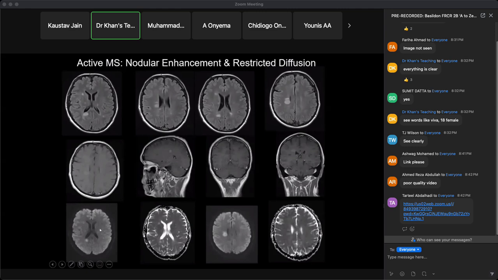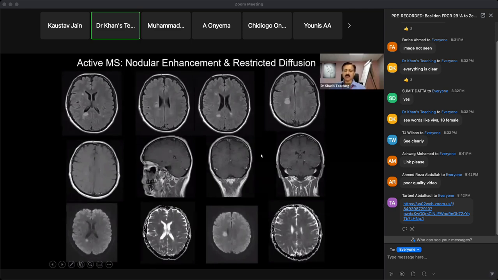Then comes the role of diffusion weighted sequence. Please remember that active plaques of MS can show restricted diffusion. Initially, it will be bright on DWI and low on ADC map, but within 2-3 days, it might change. The ADC might become iso-intense to the parenchyma. Look here, DWI and central portion is low on ADC.